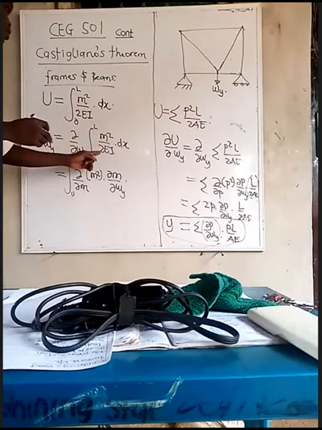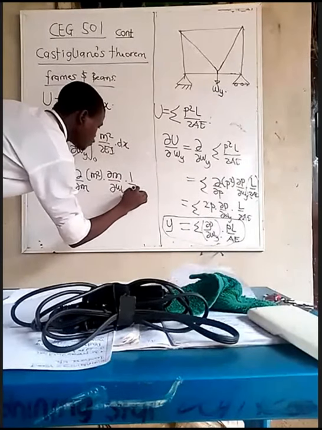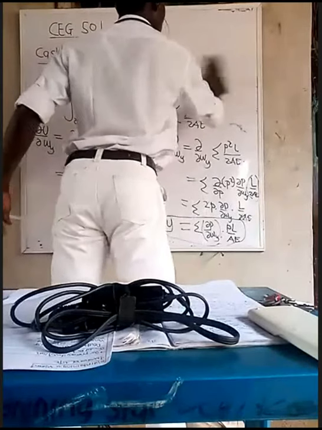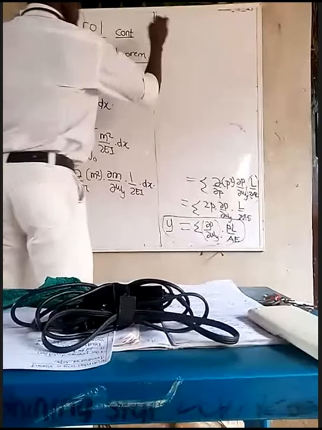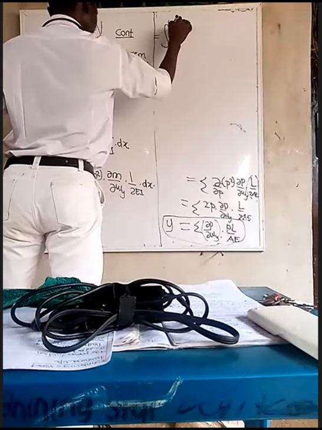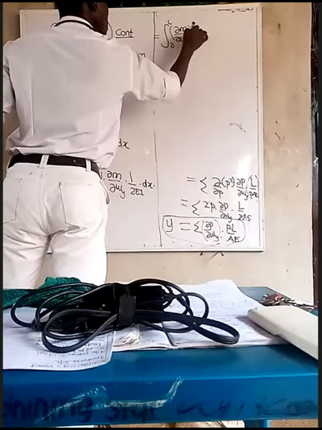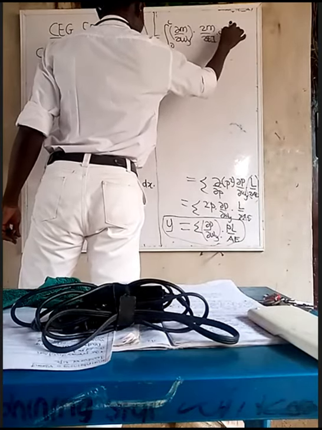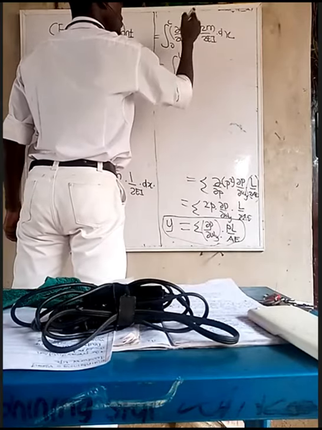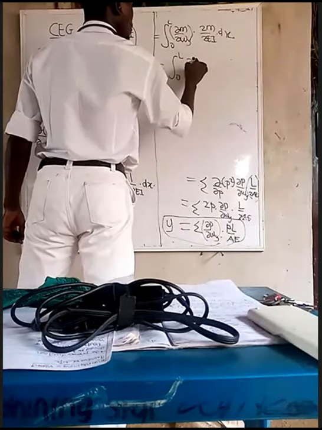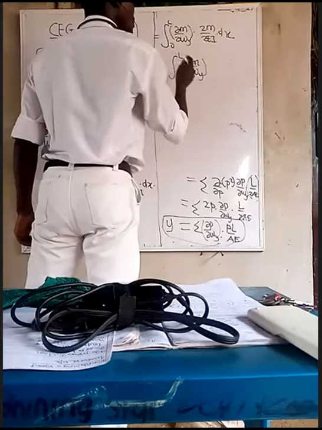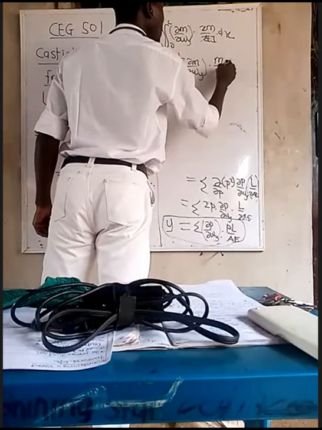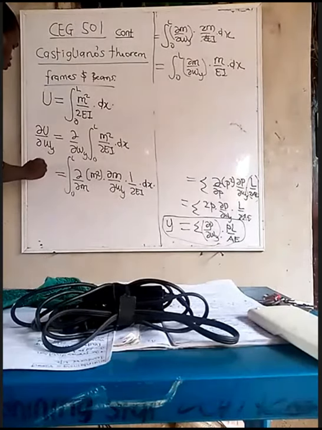So we have 1 over 2EI, dx. So that will give us the integral from 0 to L of dM over dWy of this is what, 2M over 2EI dx. So that becomes the integral from 0 to L of dM over dWy. M is the moment in the structure, and Wy is the virtual force. Don't forget the virtual force we are applying. So we cancel the two, M over EI dx. So this will give us the deflection for a beam system.